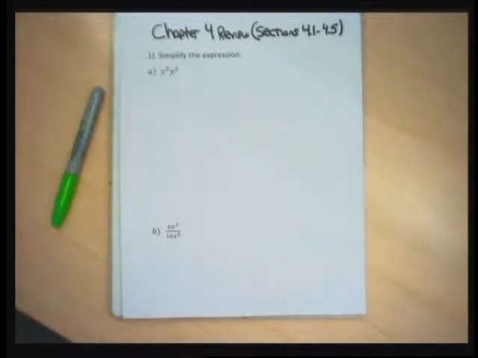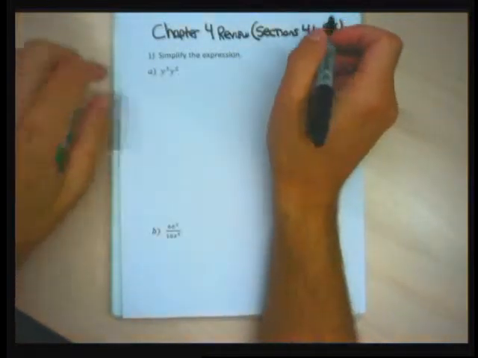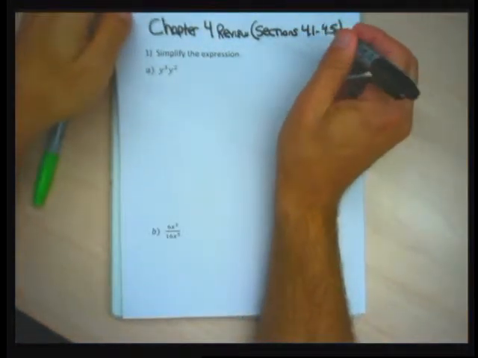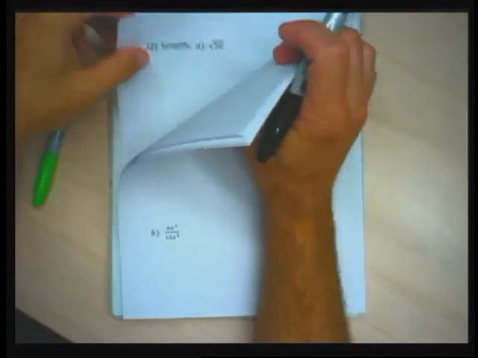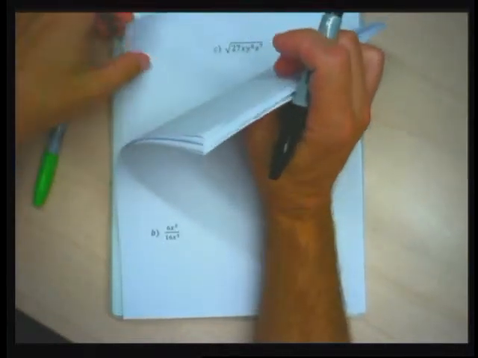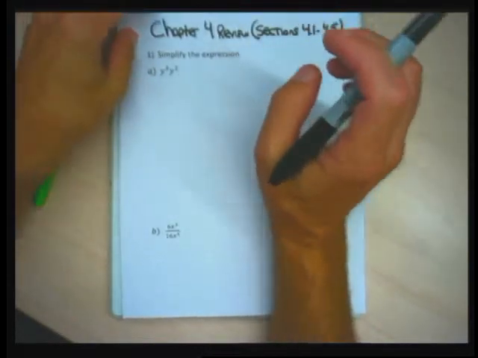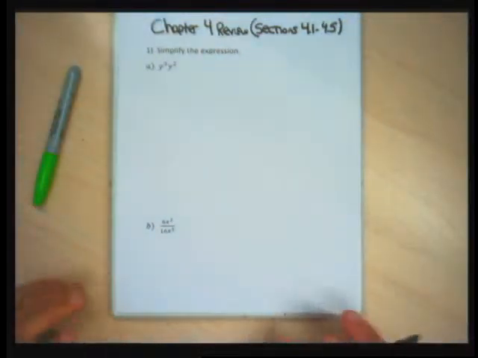Alright, so this is the first half of the Chapter 4 review. It only covers problems that are relevant to sections 4.1 through 4.5, and it goes between 1 and 12 on the review. So more often than not, when I do Chapter 4, I break it into two 50-point tests.